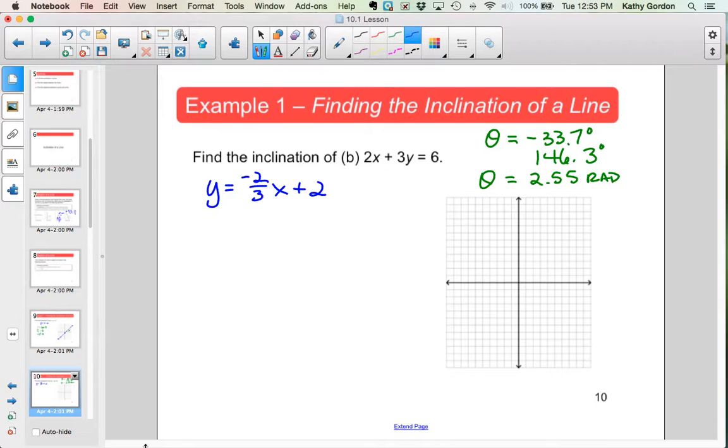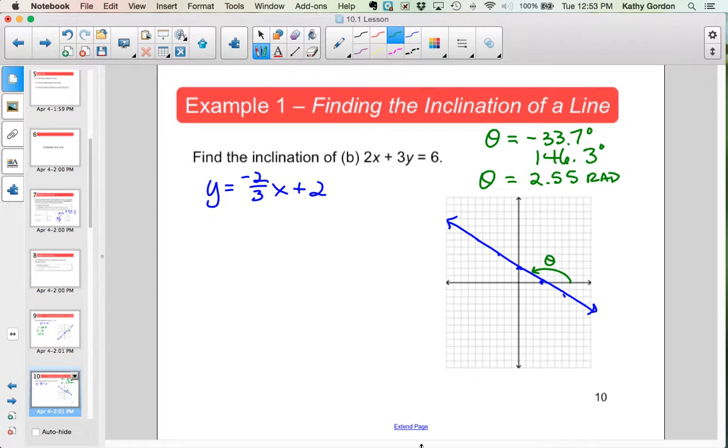Slope-intercept form? Alright, so in terms of graphing then, that means I'm at a positive 2. I can go down 2 over 3, down 2 over 3, or I can go up 2 to the left 3, up 2 to the left 3. So I've got a line that looks something like this. Which means if this is the angle I'm looking for, what kind of an angle is it going to have to be?